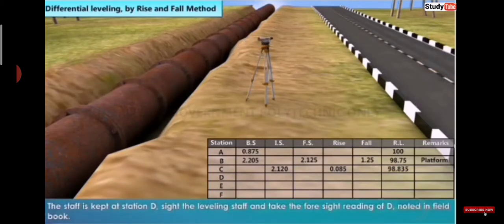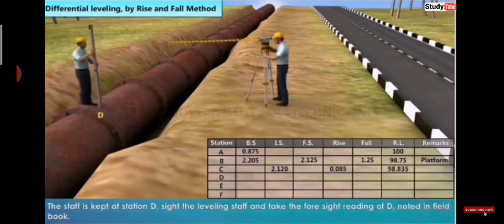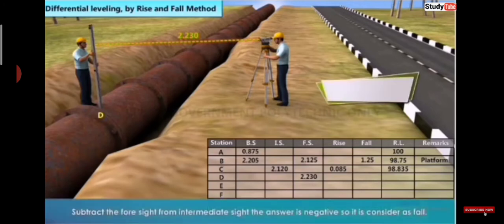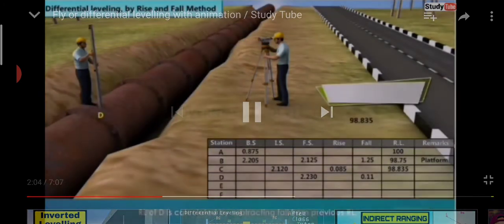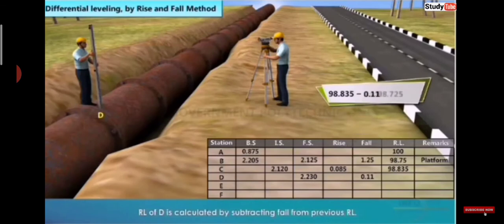The staff is kept at station D. Sight the leveling staff and take the foresight reading of D and note it in field book. Subtract the foresight from intermediate side. The answer is negative, so it is considered as fall. RL of D is calculated by subtracting fall from previous RL.